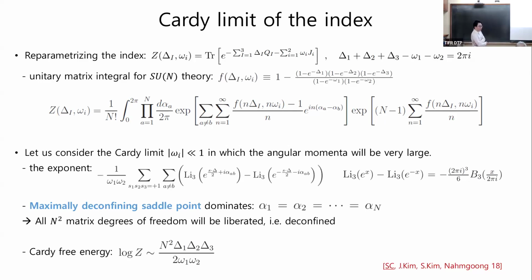Why is it called a Cardy limit? Well, in the 2D CFT, you call the Cardy limit this: tau goes to 0, and then the angular momentum becomes very large, right? So this is analogous to that limit, so we just call it the Cardy limit, in which the angular momentum becomes very large.